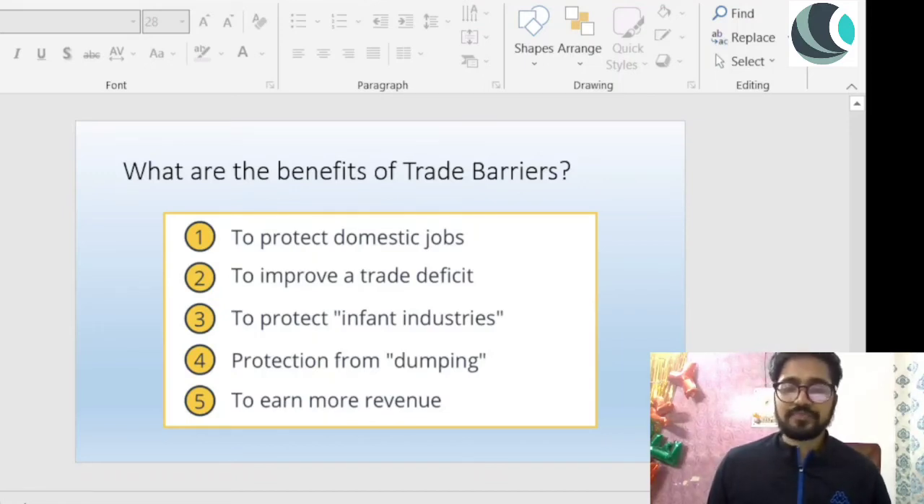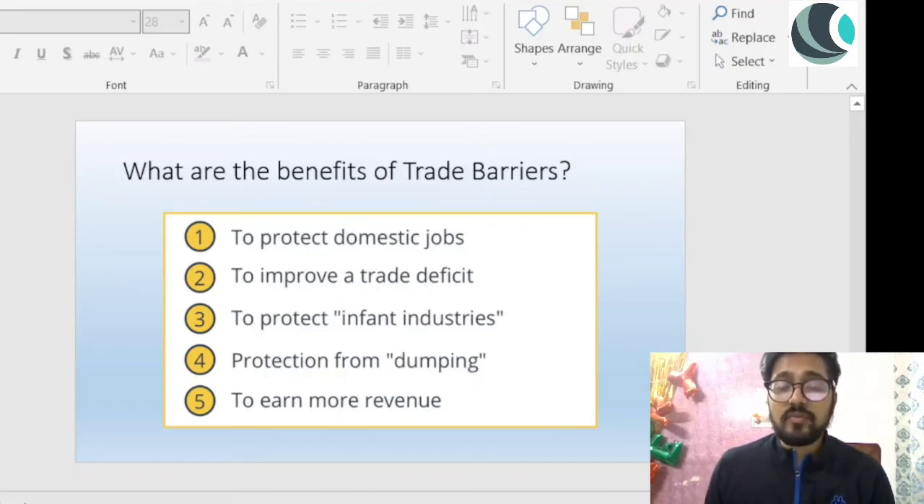Firstly, to protect domestic jobs, right? If everything is imported from foreign countries, what will most companies do? They'll outsource their businesses, so the domestic industries and domestic people will be left without jobs, right? You must have heard about the call centers. Many companies put their call centers in foreign countries, right? So we get the jobs from that.